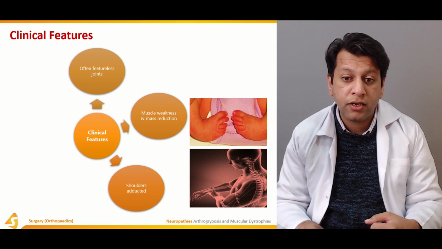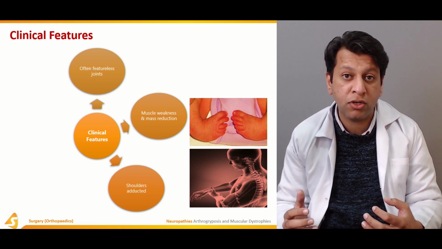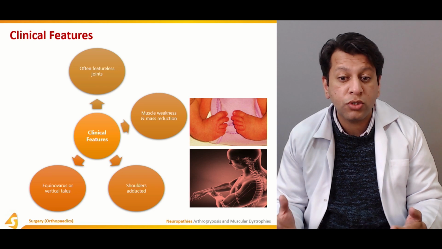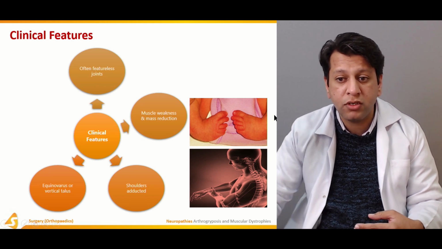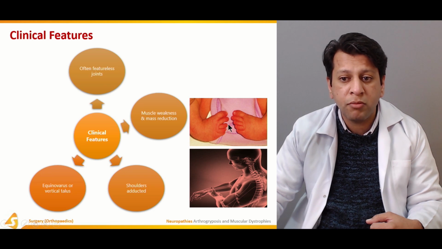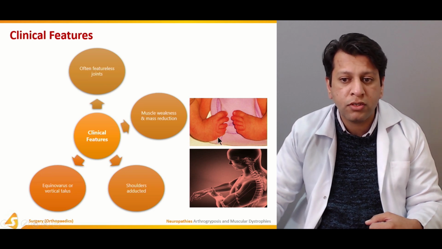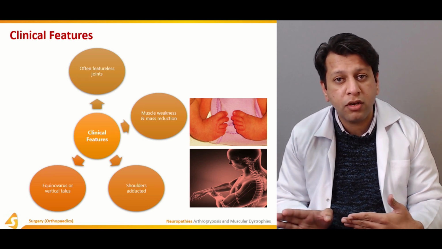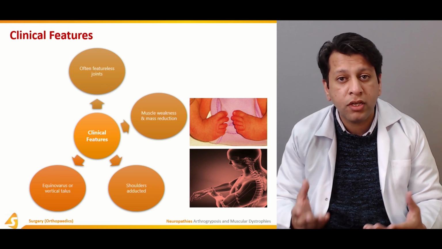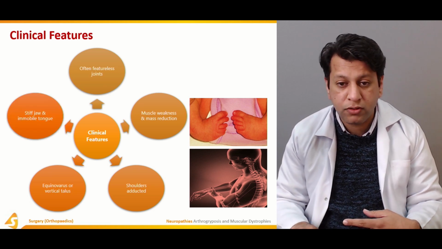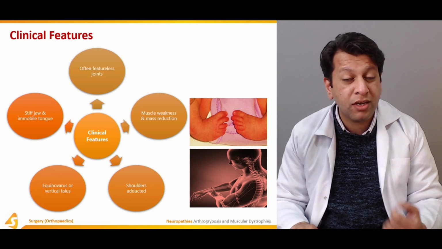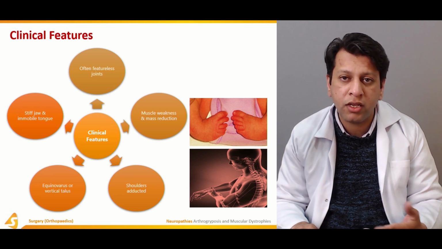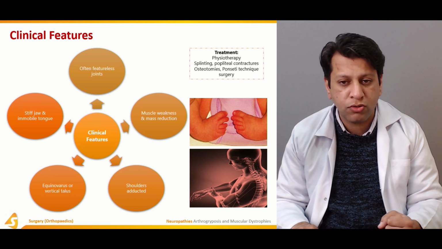Then the shoulders may be adducted, due to adduction contractures of the shoulder. They may not be able to abduct properly or move their arm away from the body. There is associated equinovarus deformity, a classical congenital talipes equinovarus deformity associated with arthrogryposis, or it may be the reverse, that is congenital vertical talus, in which there is a calcaneal valgus deformity of the foot. There is stiff jaw or immobile tongue, as it can affect any muscle group, any joint from head to toe. So there could be any kind of symptoms associated with arthrogryposis.